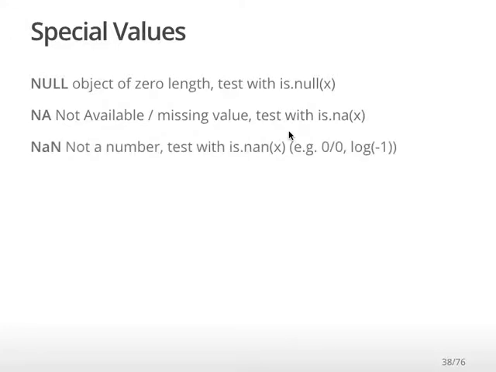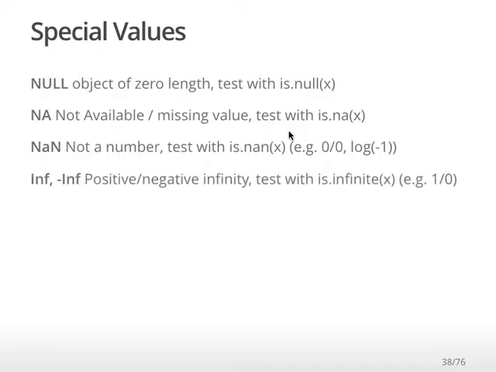You can have NaN, which is not a number, and you can test that with is.nan(x). If you divide by 0, computers can't handle that. Or if you take the logarithm of a negative number, that doesn't exist, so your computer breaks. So that is not a number. Again, for maths, you have infinity and minus infinity, and we can test that also. If you divide 1 by 0, you can get infinite numbers.